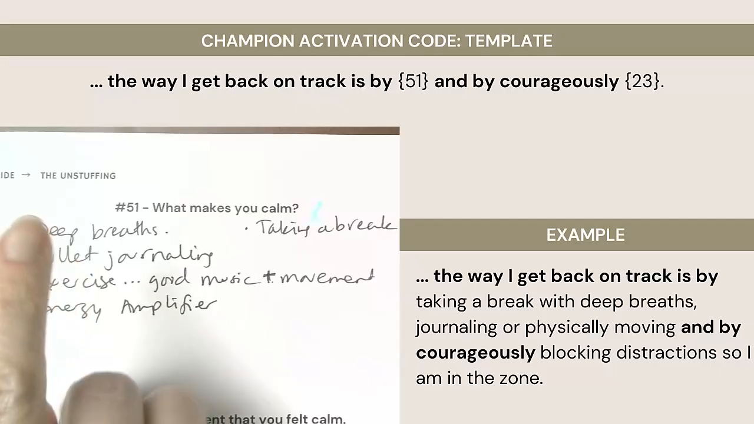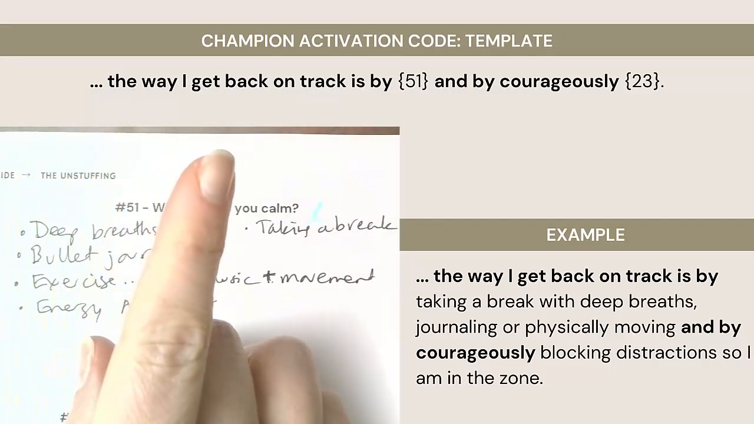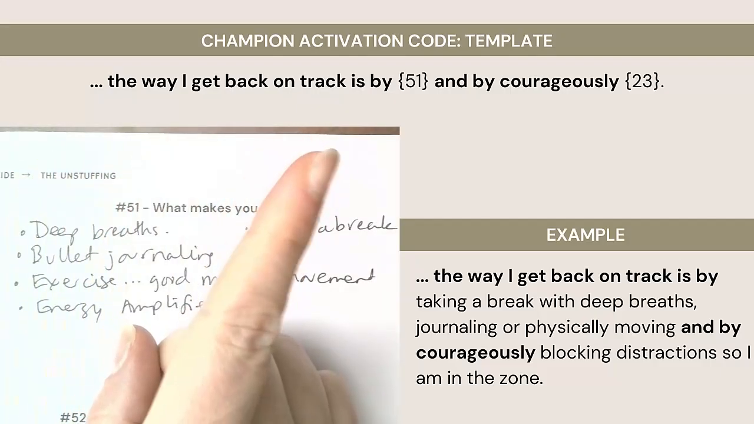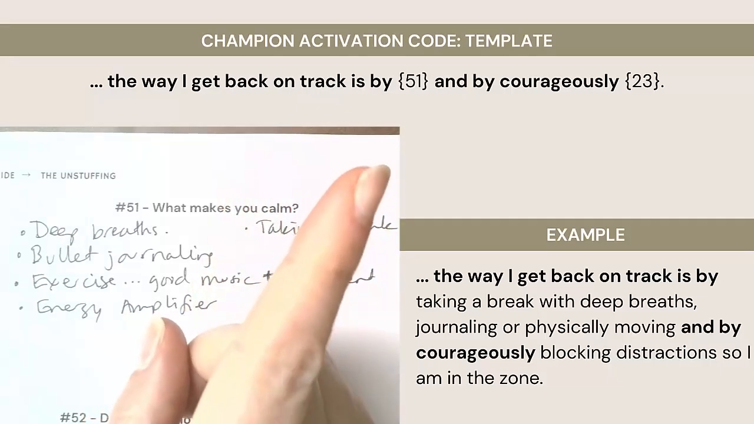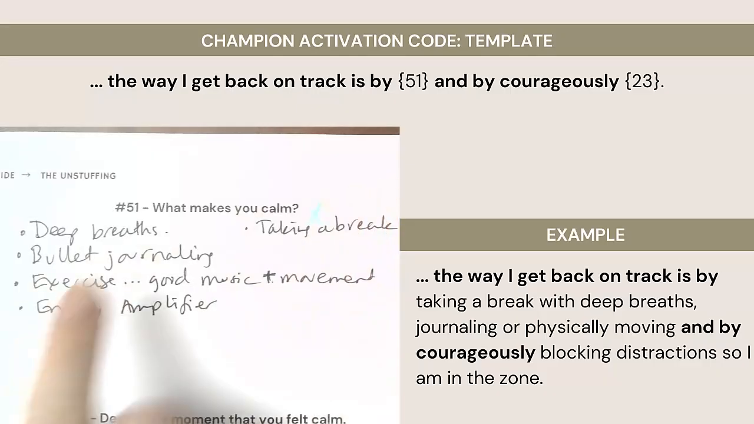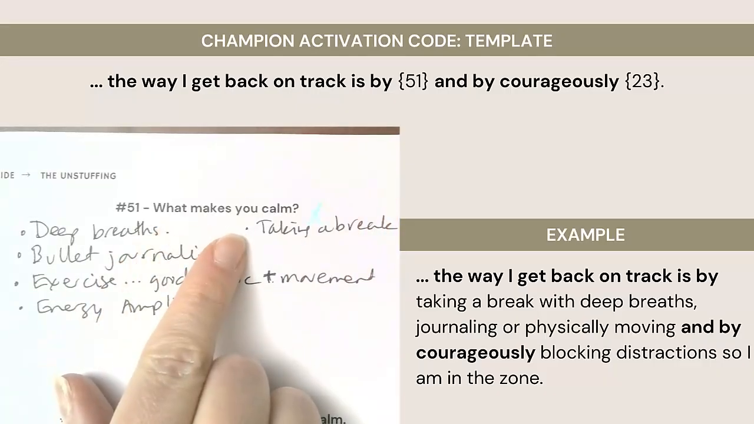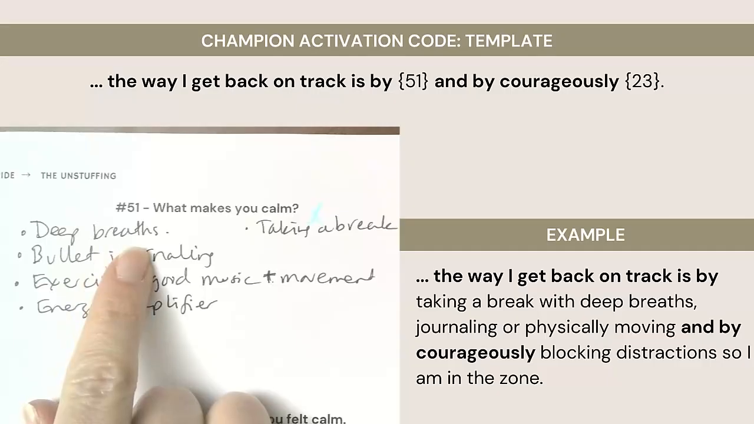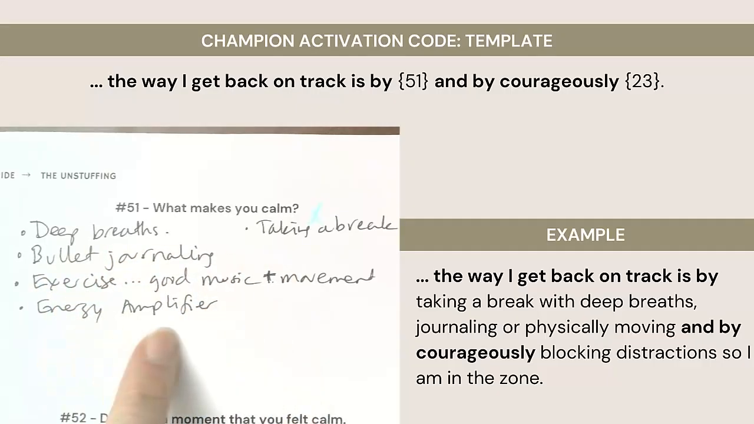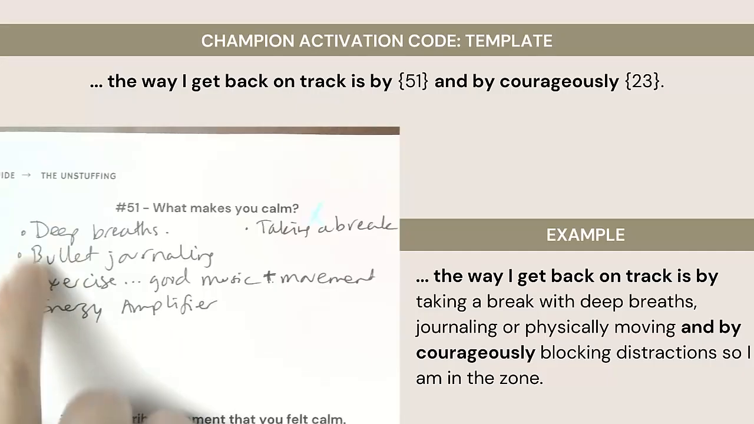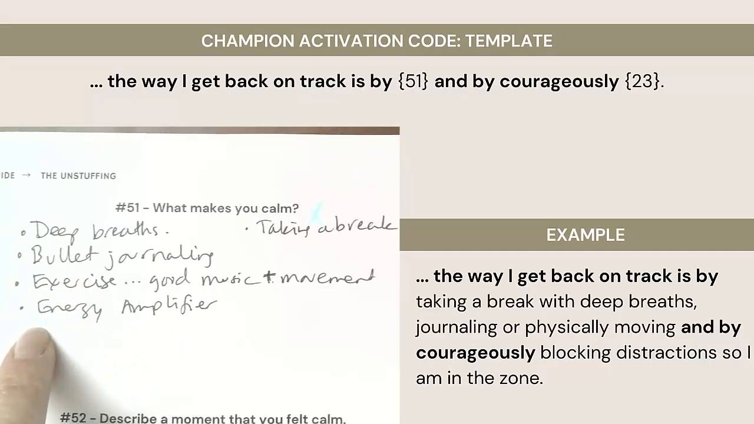The rest of the sentence is, the way I get back on track is by doing some things that we'll find in 51 and by courageously doing some things that we'll find in 23. In 51, I answered that what makes me calm is deep breaths, taking a break, bullet journaling, exercise, good music and movement, energy amplifier, also related to taking deep breaths. So I don't really need to duplicate that.